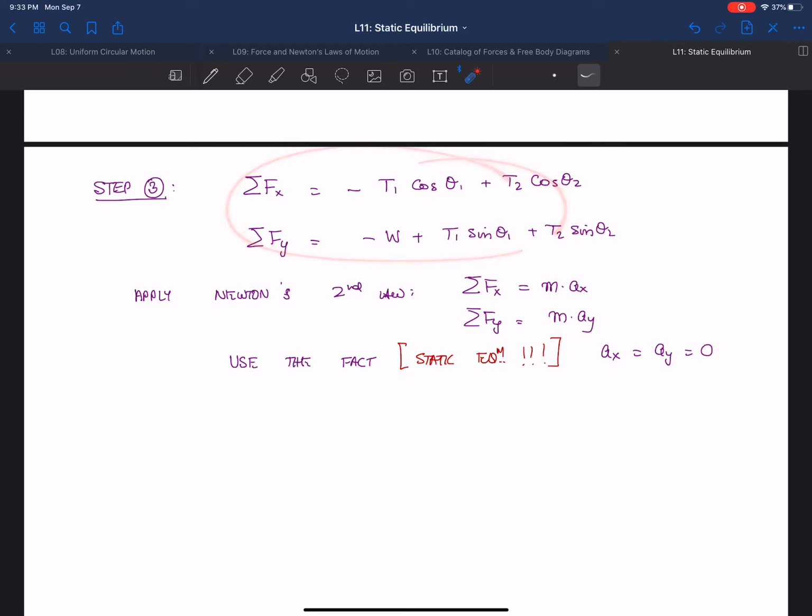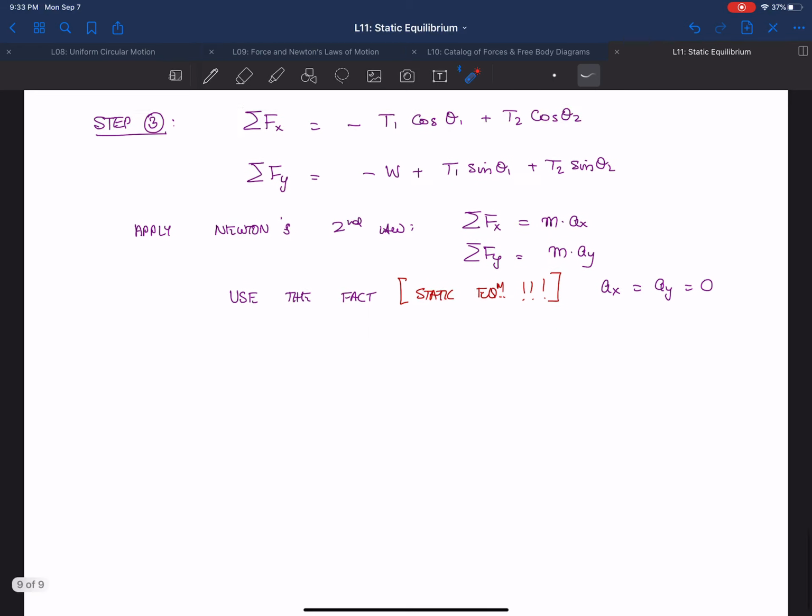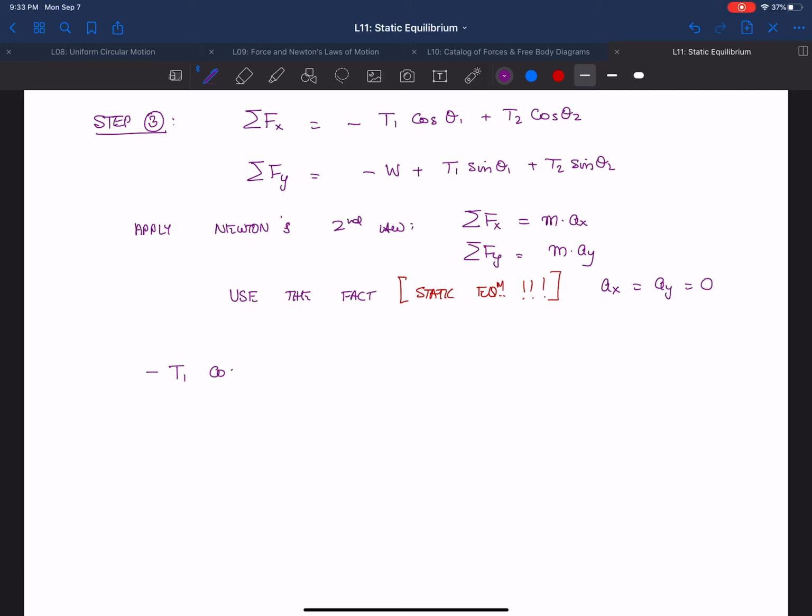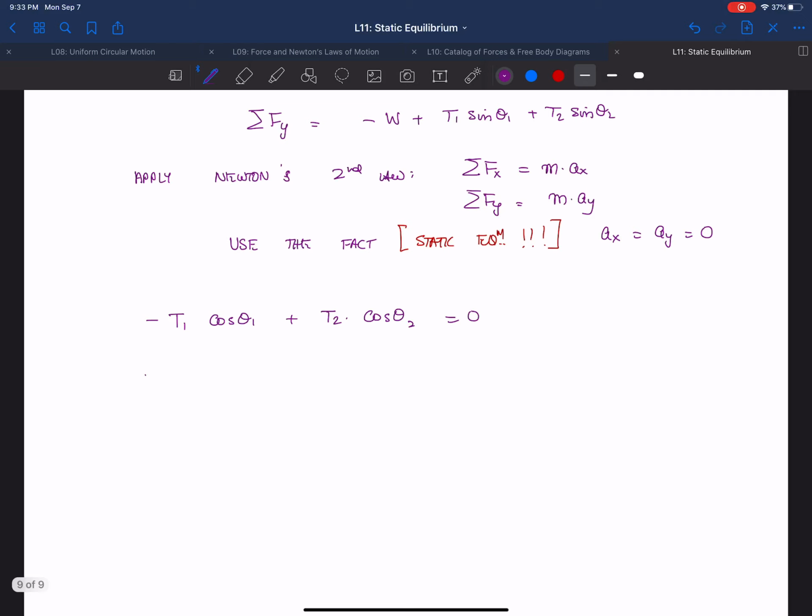These set of equations, with the fact that these accelerations are 0, let us write down two equations. So you have minus T1 cosine theta 1 plus T2 cosine theta 2 is equal to 0, and minus W plus T1 sine theta 1 plus T2 sine theta 2 is equal to 0. These are two equations, and it makes sense because there are two unknowns that we have to solve for, the tensions T1 and T2.